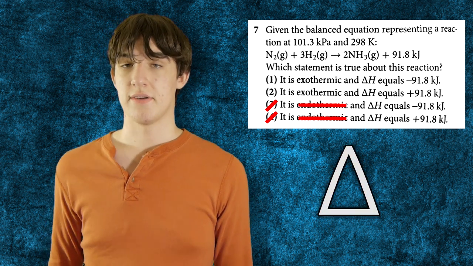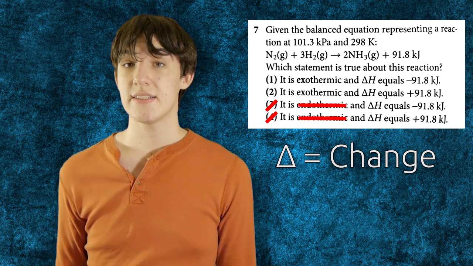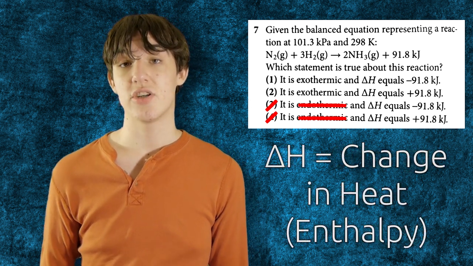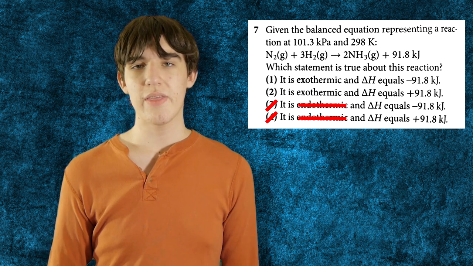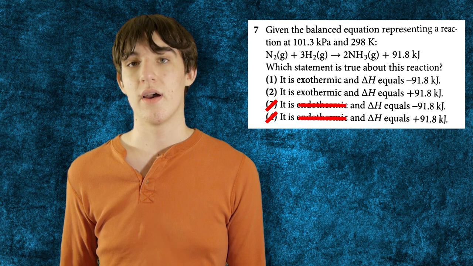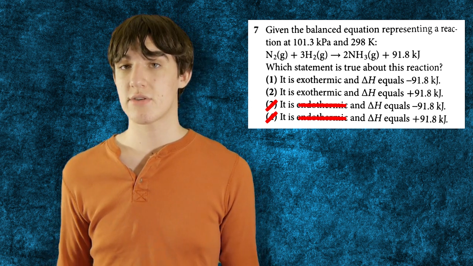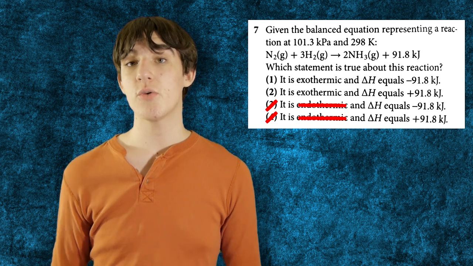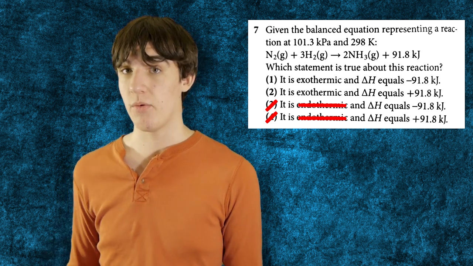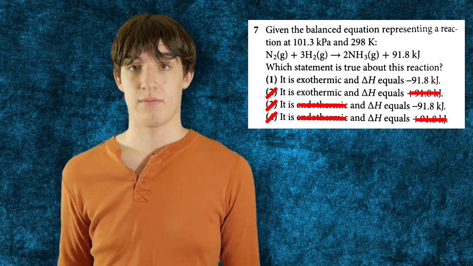The Greek letter delta, in both science and math, means a change. In this case, it's a change in H, which, you guessed it, is a change in heat. You'd think that with an exothermic reaction, the change in heat would be positive, but that isn't true. Because it is giving off heat to the surroundings, the amount of energy within the substances itself is going down. Therefore, the change in heat is negative.